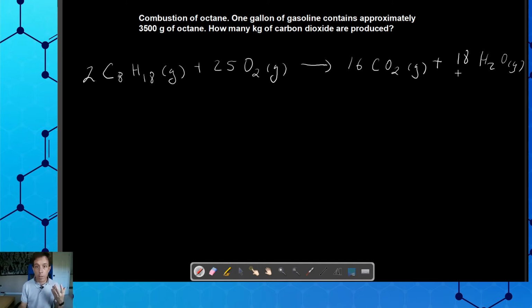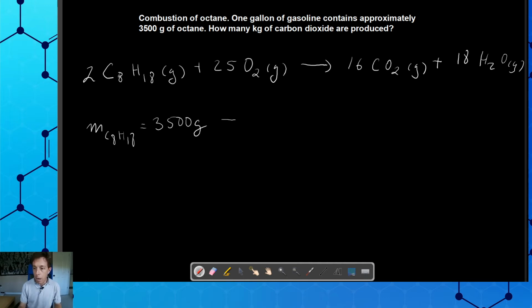These are actual counts, number of molecules, and by extension we can relate the number of molecules to the number of moles. So we cannot express these as grams. It's very important to do that. So if we say we start off with our mass of C8H18 is 3,500 grams, or 3.5 kilograms.